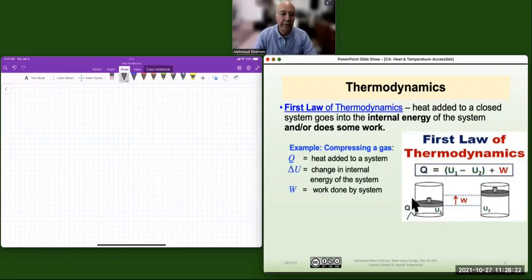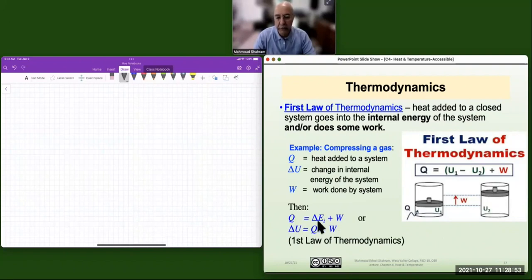Now Q is the heat, delta U is the change between the internal energy of this versus that one, as you apply the heat. And the work done is how much this piston is raised to a different level. So that's the essence of the first law of thermodynamics. And the equation that governs it: Q is equal to change of, this should be U here, guys, delta U, not E, because different notation. So Q is equal to delta U plus W, which is the work. Or you can rewrite that in terms of delta.